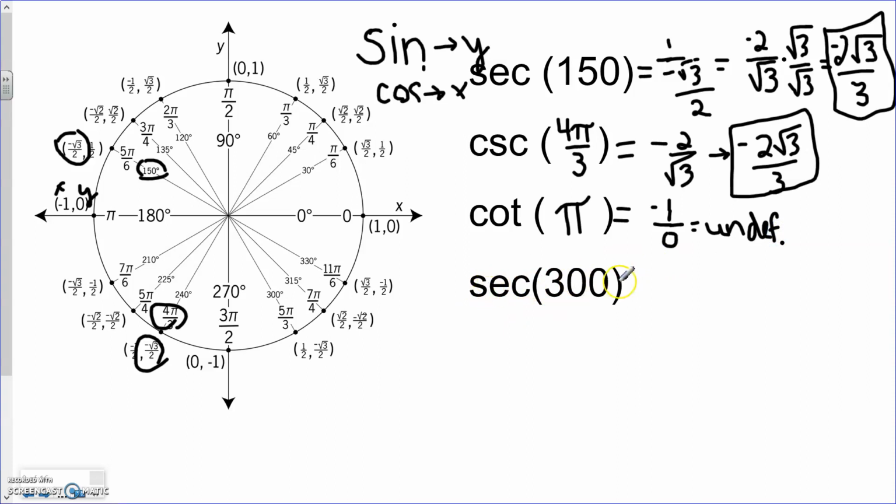All right. Secant of 300. So I'm going to go to the 300 on my unit circle. Secant, remember, is 1 over x, or 1 over the cosine. So I need my x value. Same thing. So we want 1 over 1/2. Okay. Again, keep change reciprocal. So it becomes 2 over 1, which is the same thing as 2. And that would be your answer there.